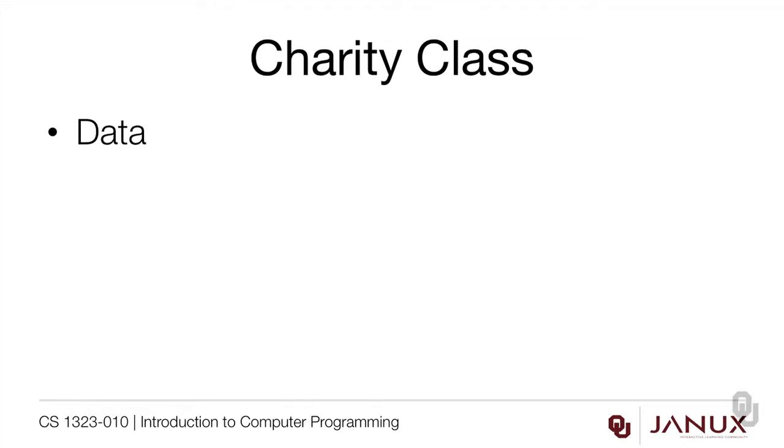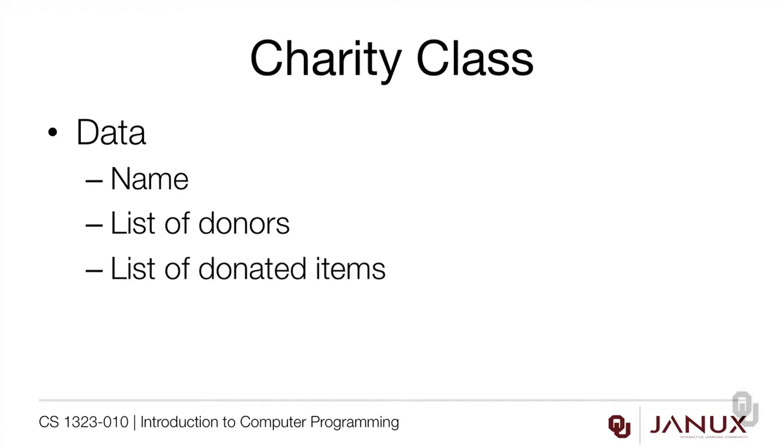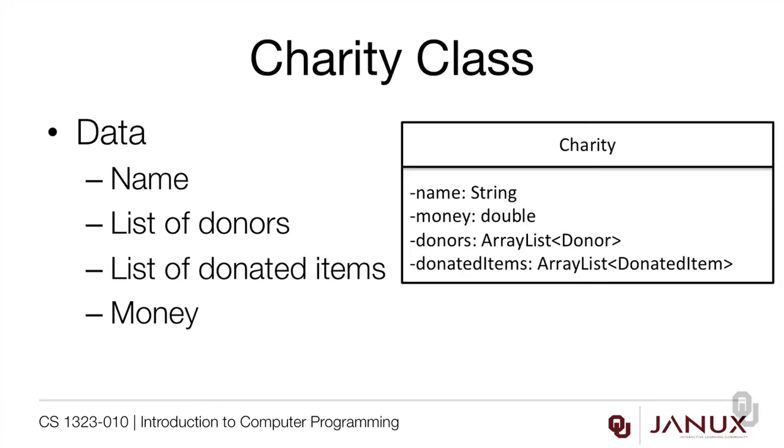So let's examine the design of our charity class. The data would be a name for the charity, because remember, we're now writing the software for many charities, not just for one. A list of donors, a list of donated items, and of course the amount of money they've collected. So here this is summarized in UML. So we see the name of the charity, the money, the array list of donors, and the array list of donated items. So this is the expression of the charity class in a little bit more detail, the same charity class that was on the previous slide.